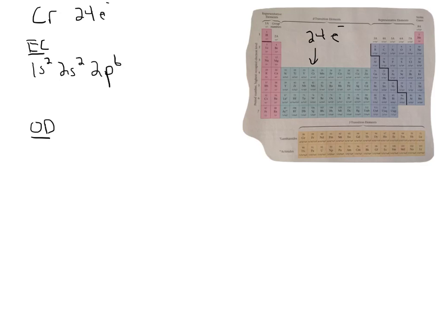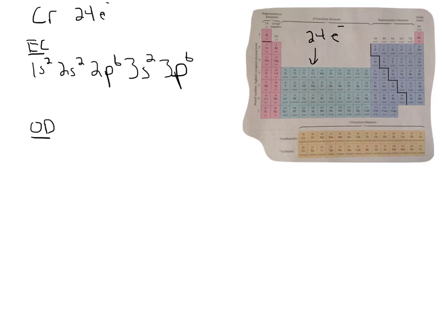Now, we go to the third energy level. And every time you move to a new energy level, you go to the S, where there's 2, 3p, 6, that gives us 18 electrons. We've got 6 more. So where do the next electrons go?